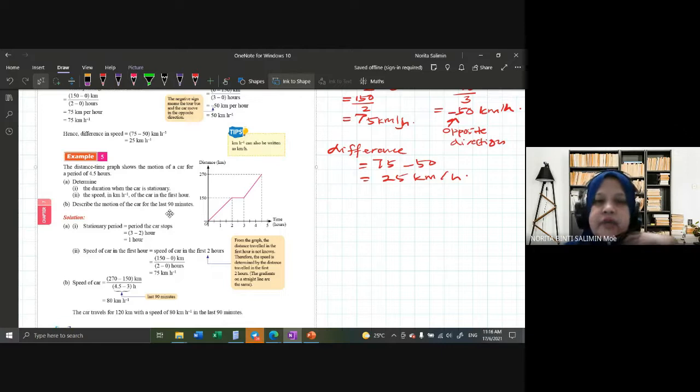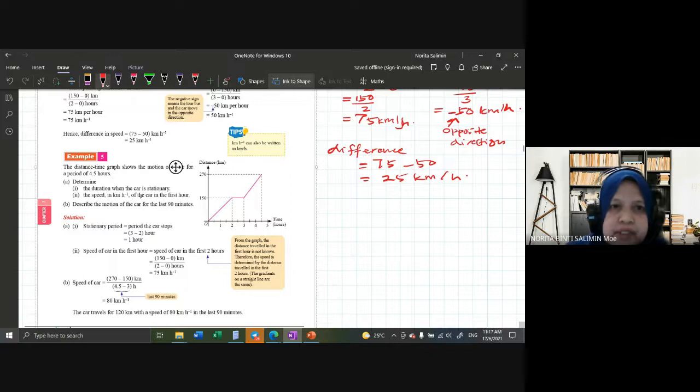The distance-time graph shows the motion of a car for a period of 4.5 hours. Determine the duration when the car is stationary. Stationary means they stop. Look here. The car starts at 0 and the distance increases until 2 hours. After 2 hours, the distance has no changes here. That means rest, stop, or stationary. This we call stationary.